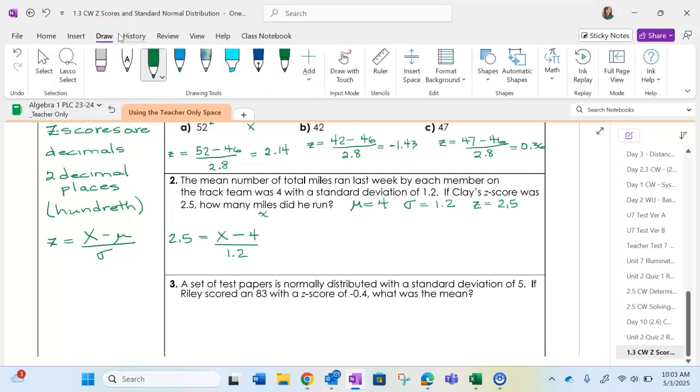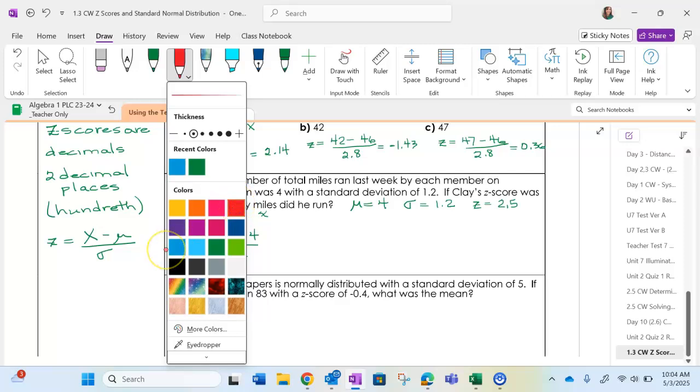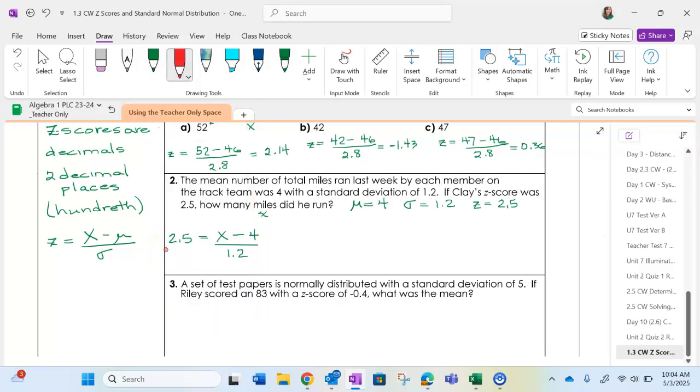Let me get some colors out. I'm going to change this one to red. How do I get rid of my denominator? I am going to multiply both sides by 1.2. That means those cancel. Then I'm going to multiply these. 1.2 times 2.5 is 3. So I get 3 equals x minus 4.